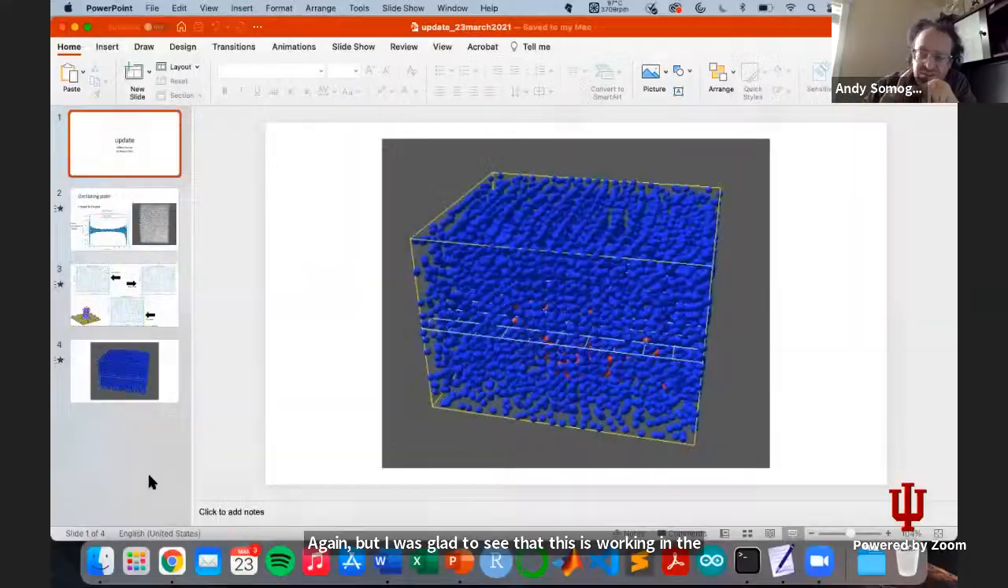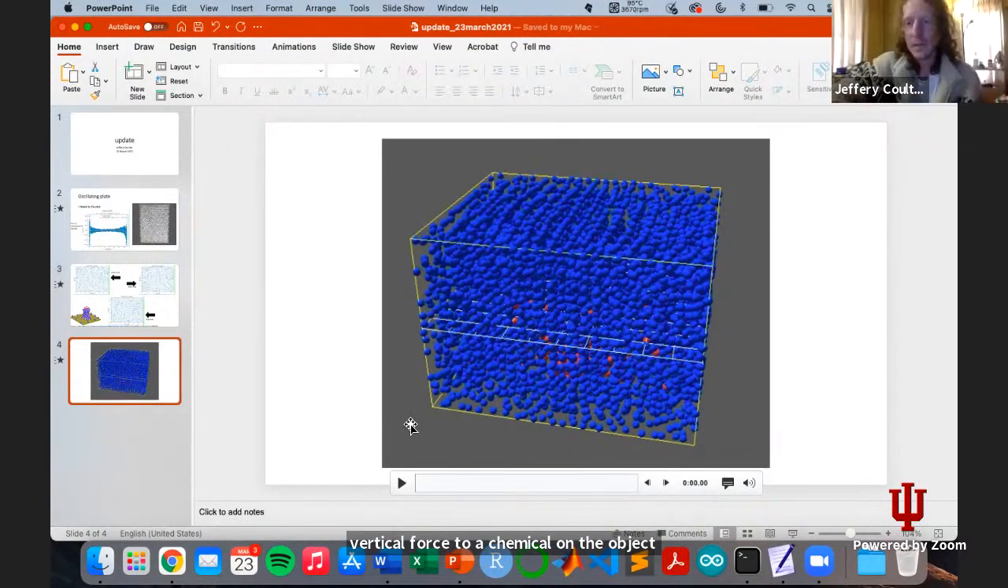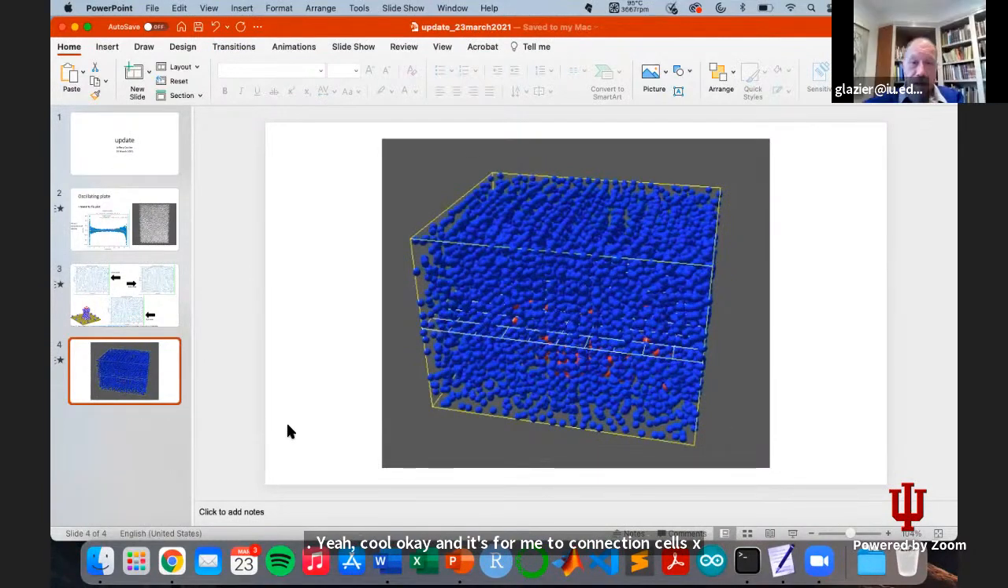chemicals react. Oh, okay, so this is just where you hooked up that vertical force to a chemical on the object itself, right? Yeah. Cool. Okay, and it's forming the convection cells. Excellent. Okay. It's effectively like chemotaxis if they were biological cells.